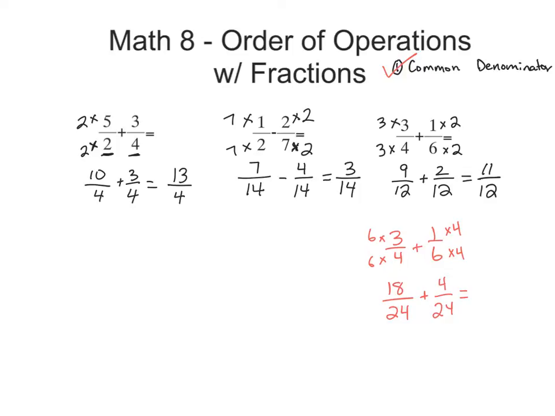Now add your top numbers. 18 plus 4 is 22. You keep your denominator the same, so that's over 24, but now you can simplify. You can divide both the top and bottom by 2. 22 divided by 2 is 11. 24 divided by 2 is 12. And your simplified answer is 11/12. So you get to the same answer, it's just a little extra step there at the end.